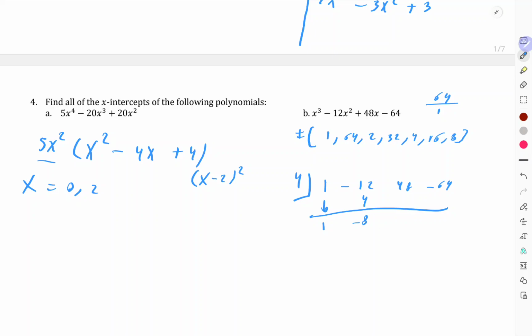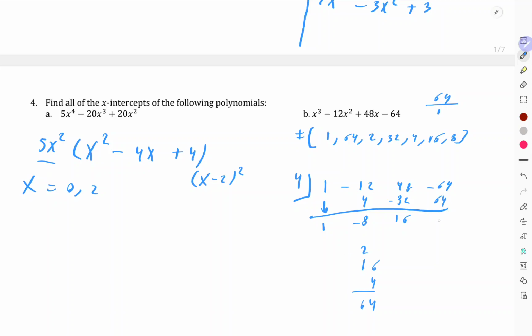So 4, then 8 times 4 is negative 32, and then that's just 16. And then 16 times 4, I forgot what 16 times 4 is, dang. Let's say it: 16 times 4 is 64. Okay, that's actually a factor, so it zeroes out.